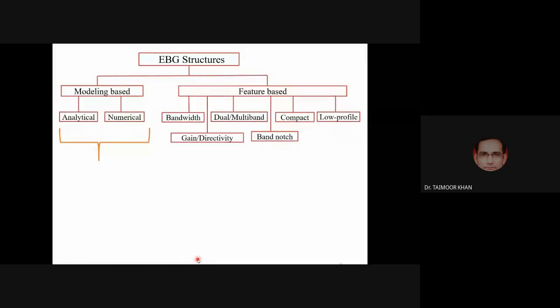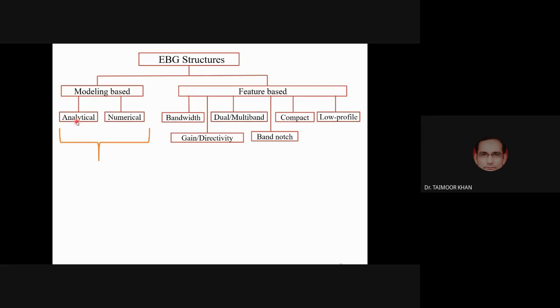Now, the EBG structure part I have discussed in detail in the previous few slides. Now come to the modeling part, specifically for those who are interested in the mathematical part. Two types of modeling approach for EBG structures are used. One is the analytical method, the second one is the numerical method. Nowadays, researchers working in the specific area of EBG structures are exploring their skills only in the numerical method, because that was the traditional way.